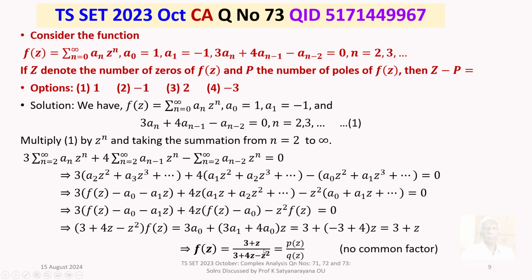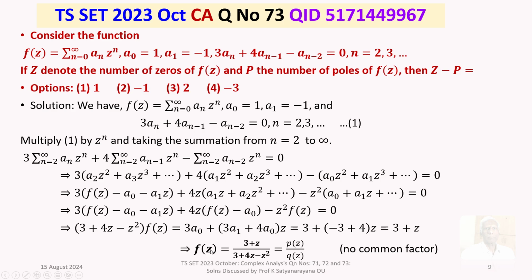How is this looking? The numerator is a polynomial of degree 1, p(z). The denominator is a polynomial of degree 2. And observe that there is no common factor. Right. Now, if you want the zeros of f(z), equate the numerator to 0, that is, p(z) = 0. It's a polynomial of degree 1, therefore there will be 1 zero.